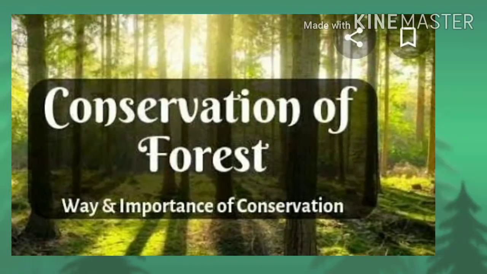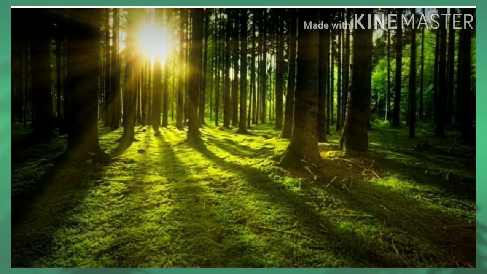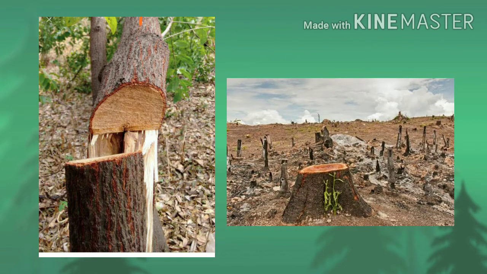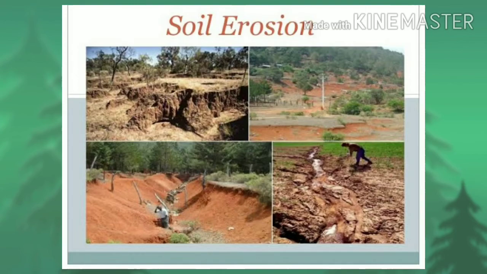Now, conservation of forest. Conservation means how we can protect the forest. The existence of forest is necessary for human survival. However, to create more living space and other facilities for the rising population, trees are being cut in large numbers. As the population is growing, human beings are cutting down the trees, right? And that is very wrong. This cutting down of trees is known as deforestation. Large scale deforestation causes soil erosion, landslide, and flood.